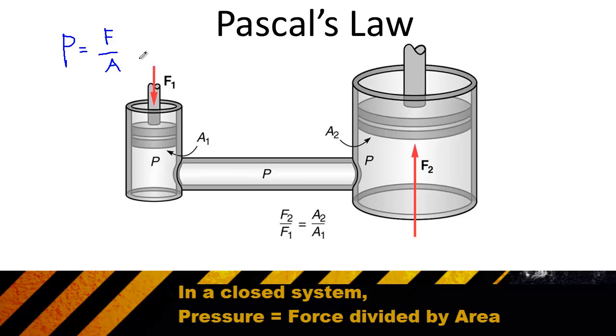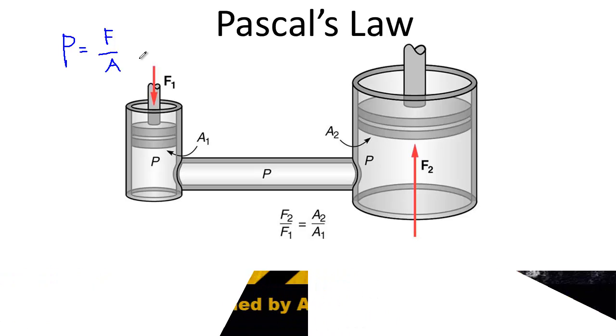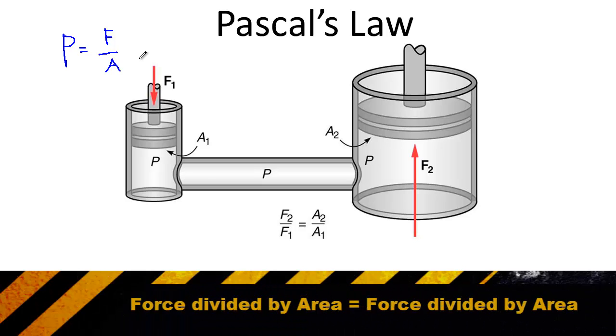Pascal's law states that when you apply force to a closed system, that creates pressure, and that pressure is evenly distributed throughout the system. That means that when comparing any two points in the system, the force divided by the area of the first point is going to be equal to the force divided by the area at the second point.